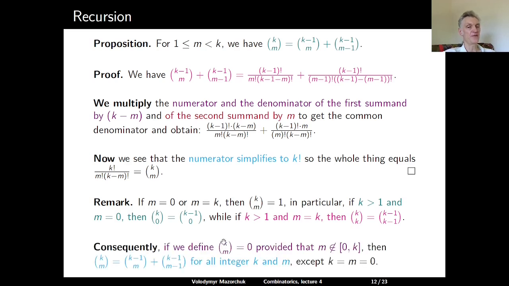Consequently, if we define k choose m to be equal to 0 when m is not between 0 and k, then this formula is valid for all integers k and m, except for the special case where k is equal to m is equal to 0.